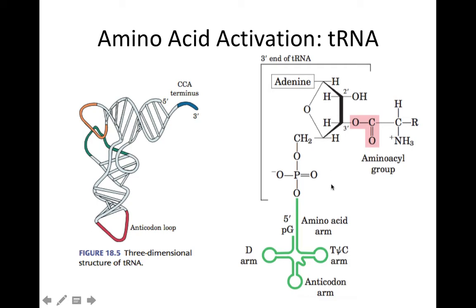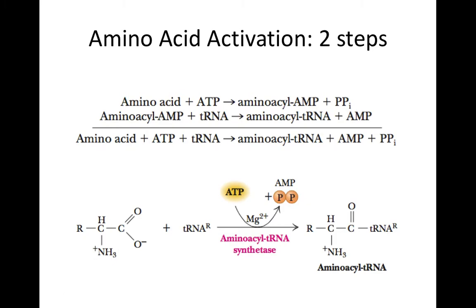So this is how it would look like. The amino acid is linked to the adenine of the conserved CCA terminus in your tRNA. Amino acid activation occurs in 2 steps. The first is your amino acid is activated with ATP. So they form an aminoacyl AMP plus pyrophosphate.